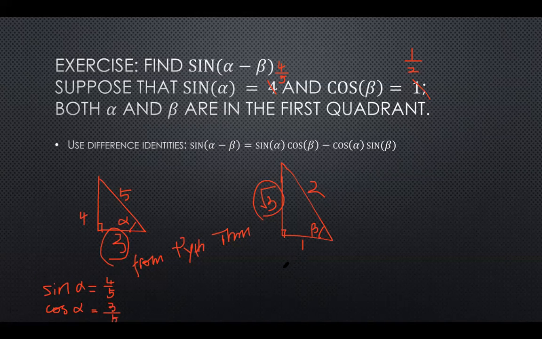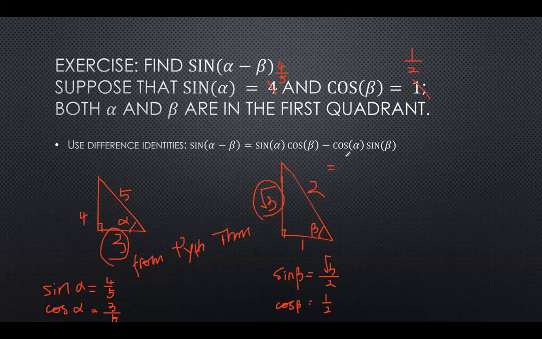And for beta, the sine beta is square root of 3 over 2, and the cosine beta is 1 over 2. Now we have sine alpha, cosine beta, cosine alpha, and sine beta. All of them are here. So just plug all these 4 values into here.